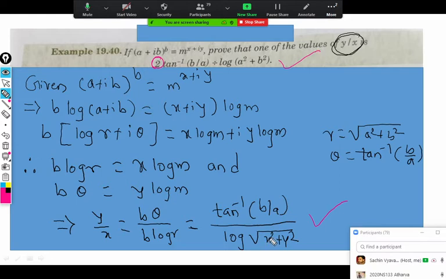Sir, in the answer it is given a square plus b square. That is again my mistake there. Sorry. So this is not x square plus y square actually, that is a square plus b square. This r is root of a square plus b square, and this is log of (a square plus b square) raised to half. That half comes outside and that goes in the numerator, and that gives you the required answer. So the question looks complicated, but it's really simple.